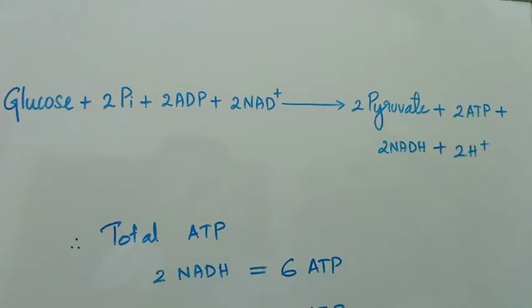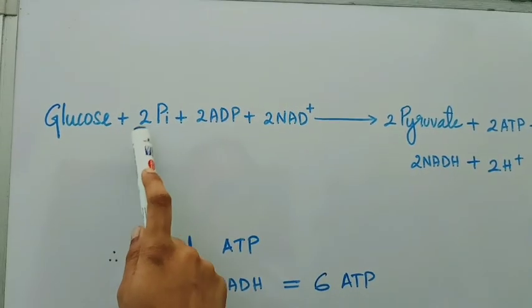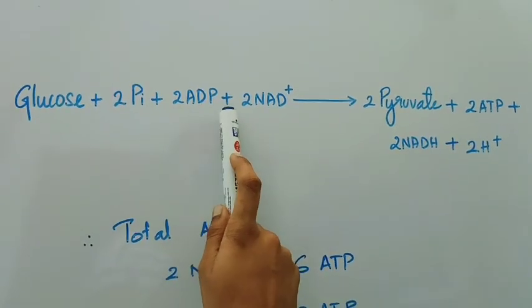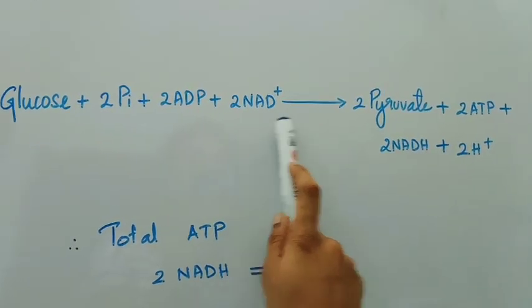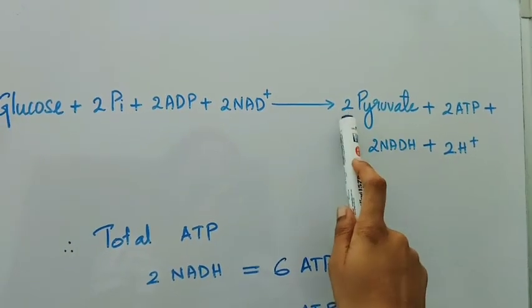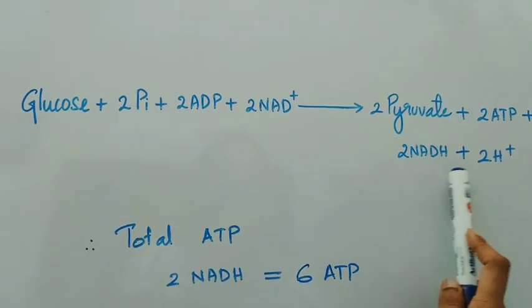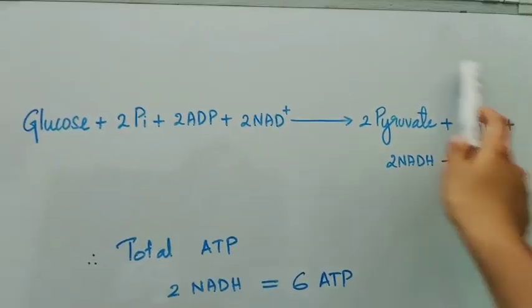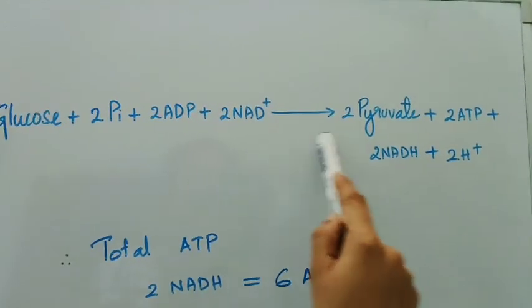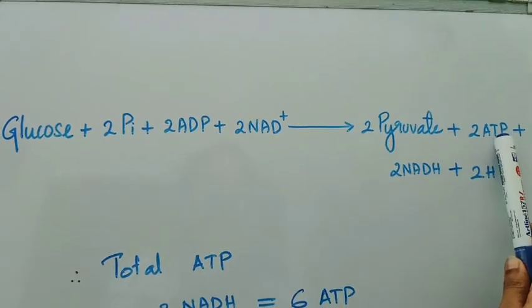See, the overall process of glycolysis can be depicted as glucose plus 2 inorganic phosphate plus 2 ADP molecules plus 2 NADP plus, which gives 2 pyruvate. Pyruvate is nothing but pyruvic acid. 2 molecules of pyruvate plus 2 ATP molecules plus 2 NADH plus 2H plus. Overall, if we look at this big cycle, this is what happens. We used these and finally got this. Now we have to see how much ATP was made in overall glycolysis.